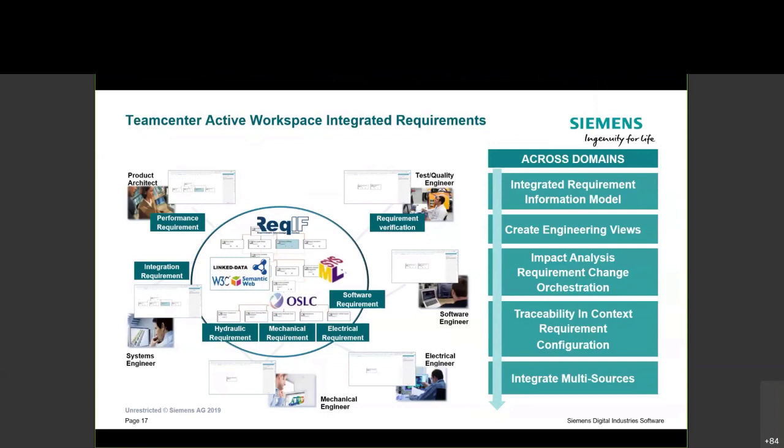And then, not least, clearly, in Teamcenter, we do realize that not all requirements are necessarily authored in Teamcenter, and so we integrate with multiple sources. Either we do it through data federation, using linked data, or through traditional requirement exchange, like ReqIF.